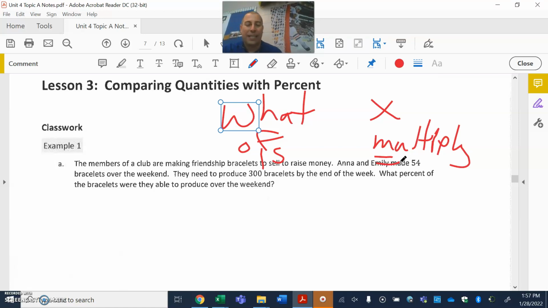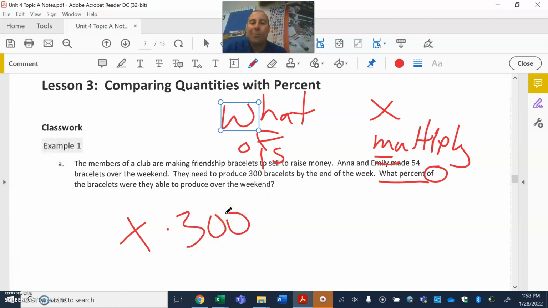So watch what's going on here. Members of the club are making friendship bracelets to sell to raise money. Anna and Emily made 54 bracelets over the weekend. They need to produce 300 bracelets by the end of the week. What percent of the bracelets were they able to produce over the weekend? So let's look at this here. What percent, okay, I don't know. Of, hey, let's multiply the bracelets. How many bracelets were there? 300 of them. And they were able to produce 54 of them.